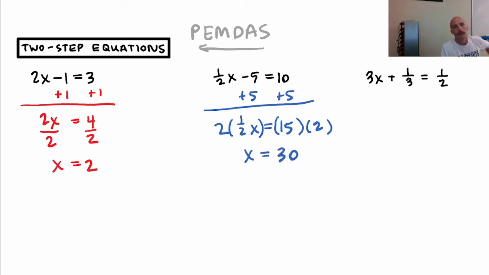Okay? Now for 3x plus 1/3 is equal to 1/2, okay, I'm going to take the same approach. I'm going to deal with the addition and subtraction first and then deal with the multiplication and division. But this 1/2 minus 1/3, that's going to need a little more work.